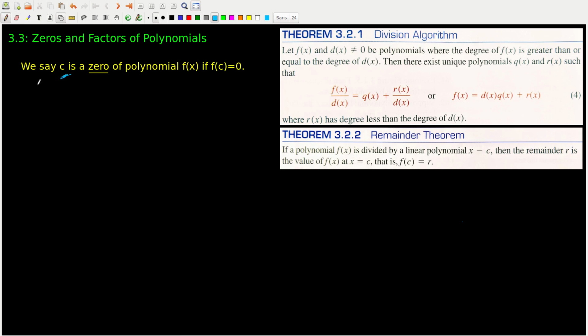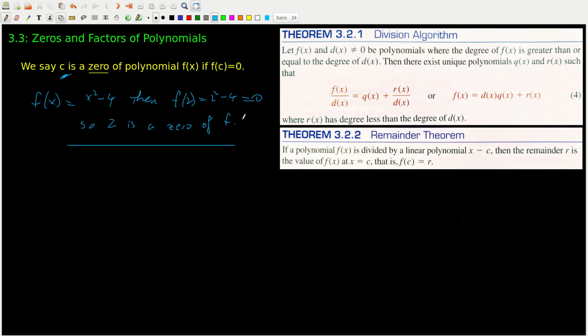So if we think about a simple example, if I take the polynomial, let's just say f of x is x squared minus 4, then we know that we can calculate f of 2. That's 2 squared minus 4, so that's 0. And so that tells us that 2 is a 0 of f. And that's all that we're talking about here. Hopefully you can see that minus 2 is also a 0 of this particular function, because if I plug in minus 2, I also get 0 out.